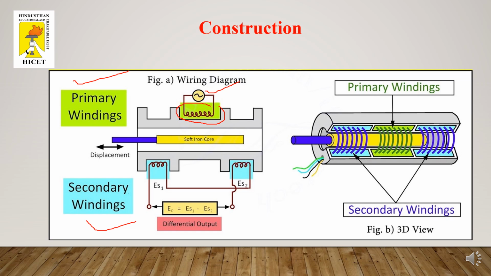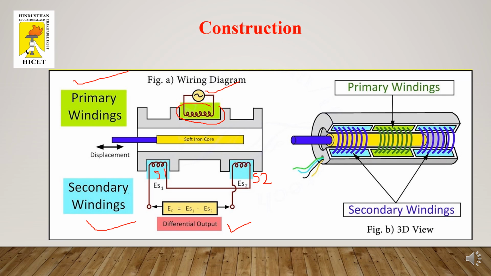Opposite to the primary winding, you will always have two secondary windings. You can see here, this is S1, secondary winding 1, and this is secondary winding 2. These two secondary windings are connected together. Across these two secondary windings, we will be observing the output.